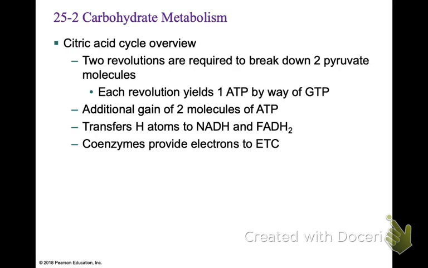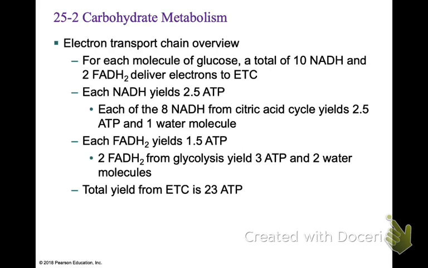And then in the citric acid cycle, we have to go through it twice because we got 2 pyruvates for each glucose. We got 1 ATP directly from the citric acid cycle, so that's total to 2. We transferred hydrogen atoms to, let's see, there was an NADH in the conversion of pyruvate to acetyl-CoA, and then 3 of them in the citric acid cycle itself. And then for each molecule of glucose, we get a total of 10 NADH and 2 FADH2.